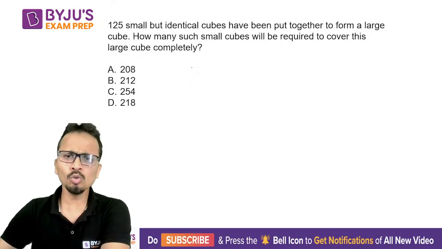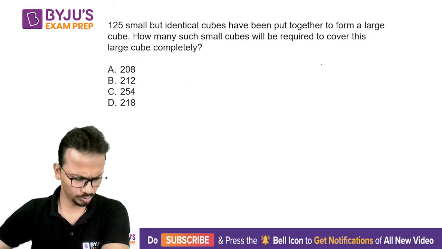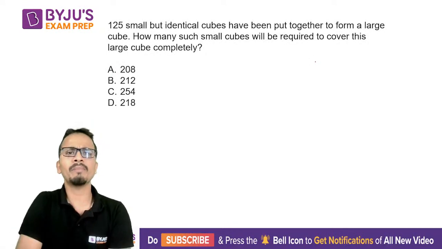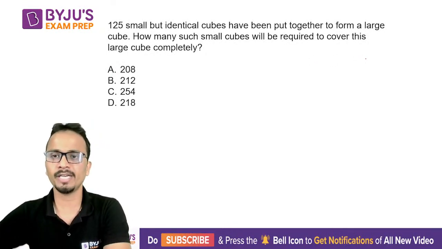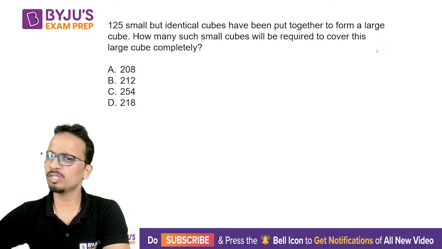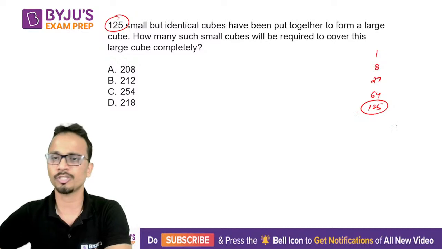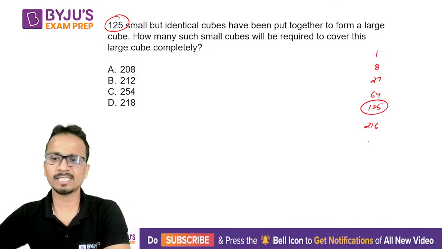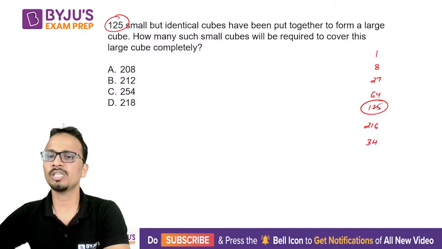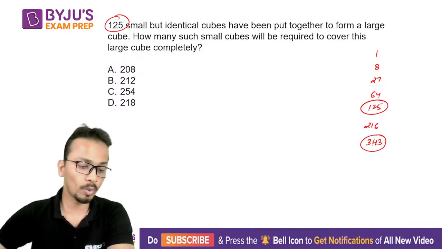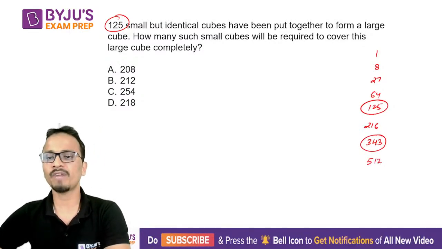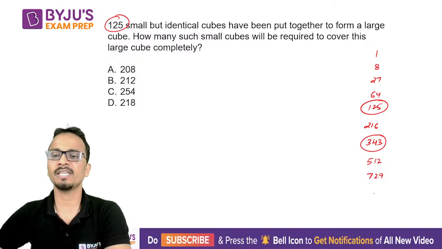Now, to do well in such questions of cubes, what you need to remember is the perfect cubes. I'll start from 1. So 1 cube is obviously 1, 2 cube is 8, 27 is 3 cube, then 64, 125 is the cube of 5, which will be required in this question. Then 6 cube is 216, 7 cube is 343, which will also be required in this question. 8 cube is 512, 729 is the cube of 9, and 10 cube is 1000.